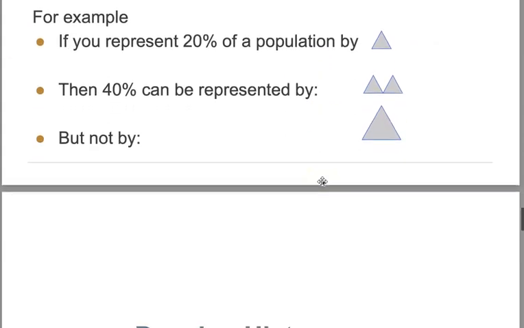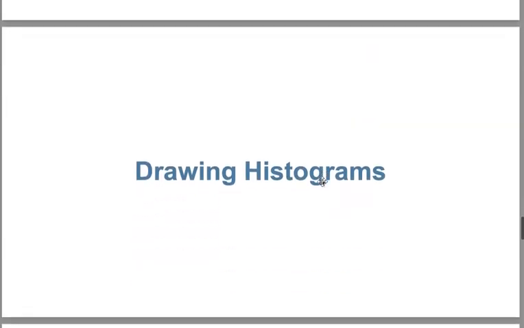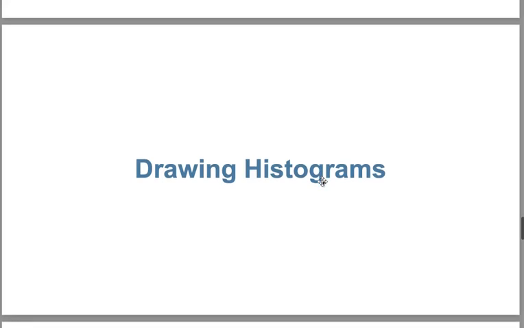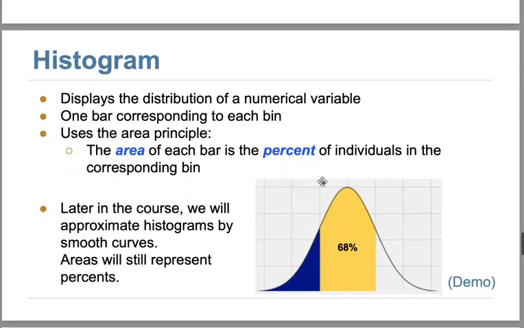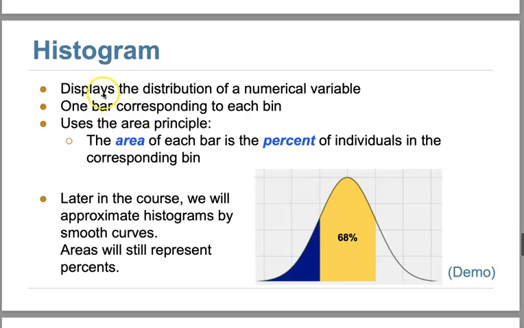So after you understand the area principle, then we see how to draw the histogram. Okay, so what is a histogram? A histogram displays the distribution of a numerical variable. It is similar to a bar chart, but it's for a numerical variable. So one bar represents one bin.